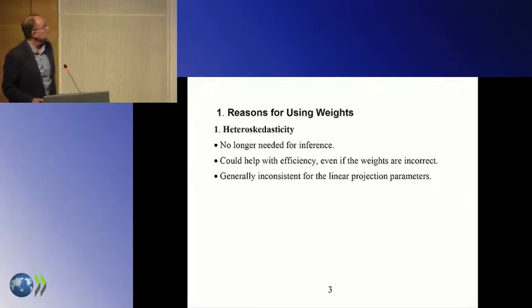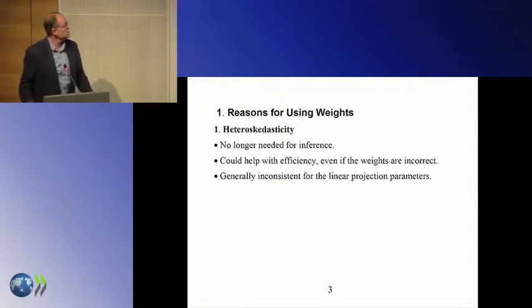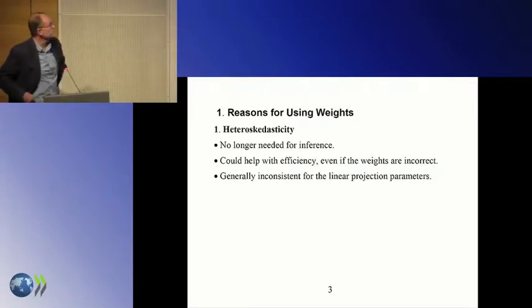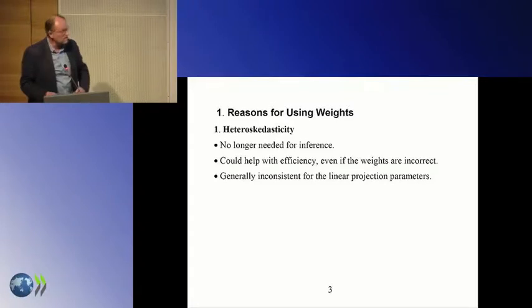Okay, so of course, long ago when I was taught econometrics, the first reason for using weights was because of heteroskedasticity. So we don't do that much anymore, actually. One reason is that we don't have to anymore, because if you're a Stata user, you put comma robust at the end of your command, and that's it. So that's actually a sort of good reason for not doing it.